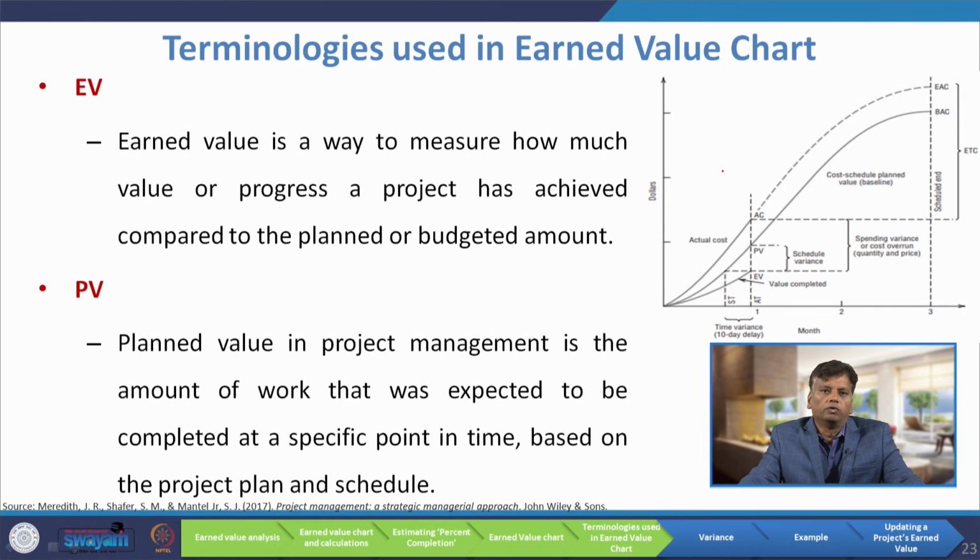So, earned value is the way to measure how much value or progress a project has achieved compared to the planned or budgeted amount. Now, we will talk about PV, planned value. Planned value in project management is the amount of work that was expected to be completed at a specific point in time based on the project plan and schedule. For example, you see the time variance: on the 10th day, this much amount of work has to be completed. That is the planned value.